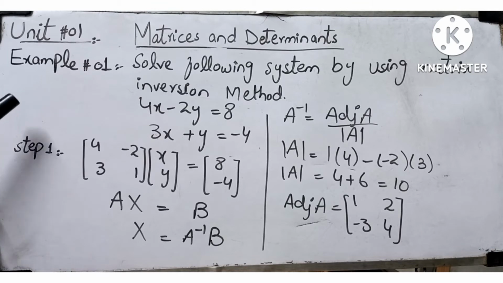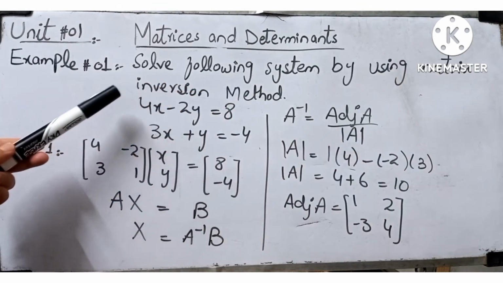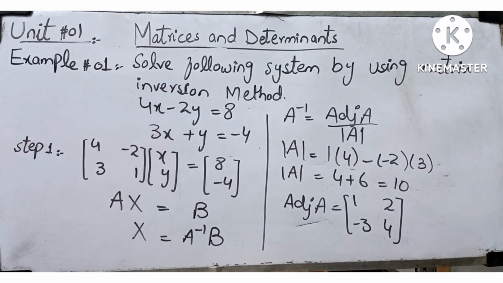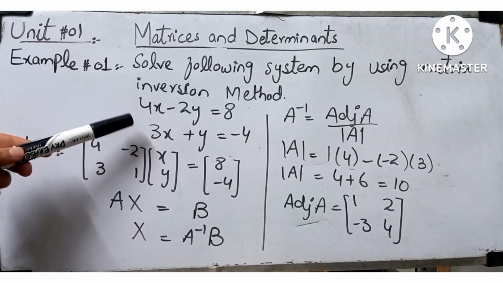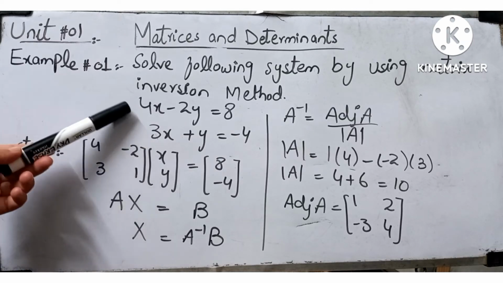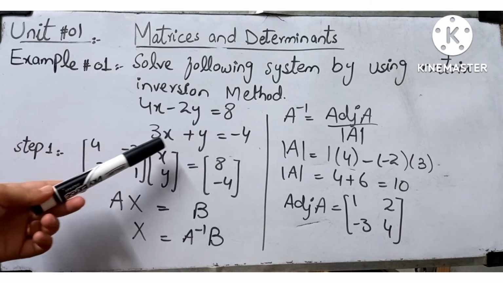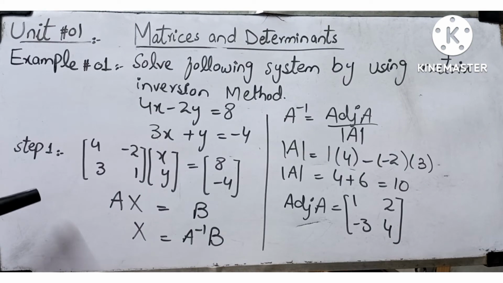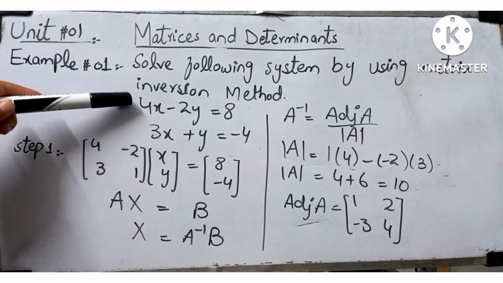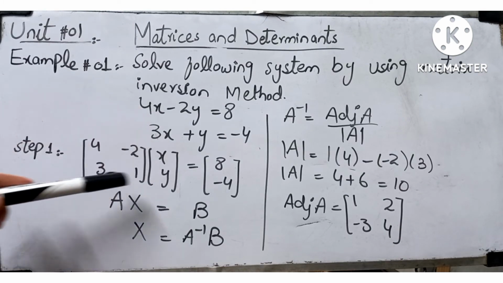The first example is: solve the following system by using the matrix inversion method. It is the first method which we have discussed, and now we will understand the method with the help of an example. We have two linear equations: 4x minus 2y is equal to 8, and 3x plus y is equal to minus 4. The very first step is to convert these two equations into the form of matrices.